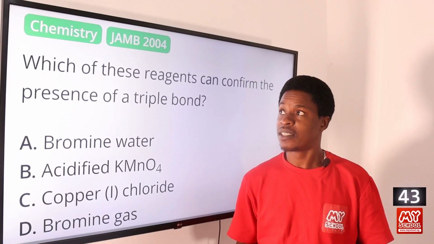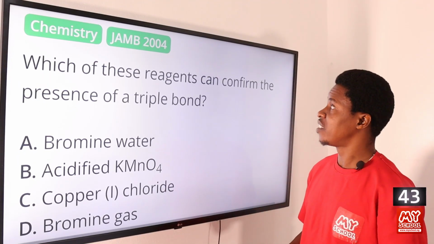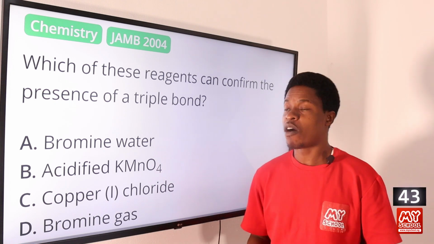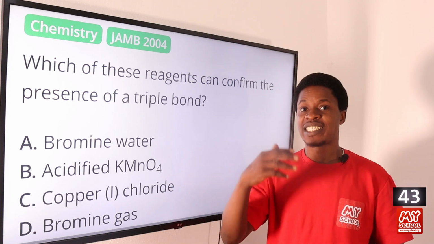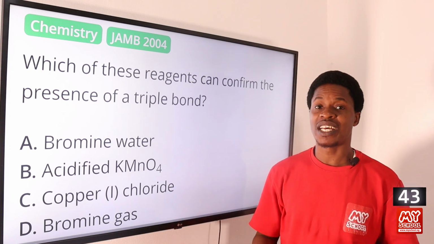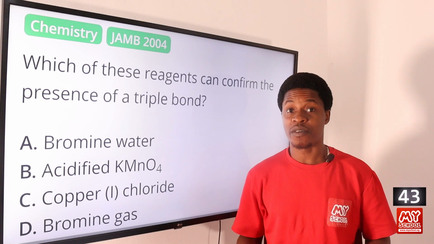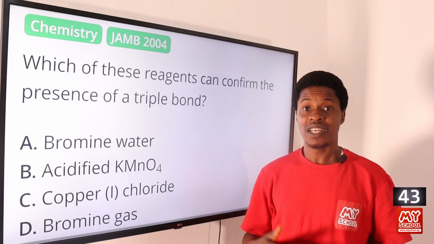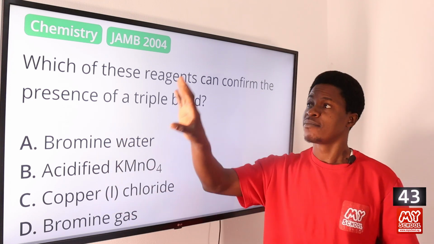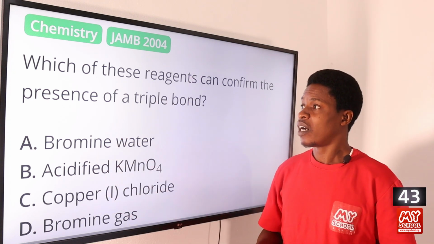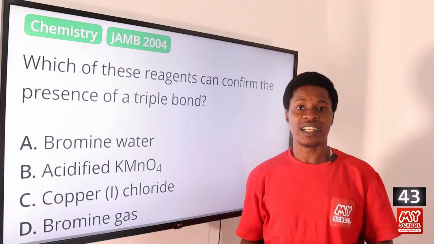Question 43. Which of these reagents can confirm the presence of a triple bond? Triple bond, that means carbon-carbon triple bond. That's the alkyne. Okay, how do you distinguish an alkene from an alkyne, even though both of them are unsaturated hydrocarbons? How do you differentiate them? Option A says boiling water. Now, before we look at the options, this reaction is a confirmatory test for alkyne.